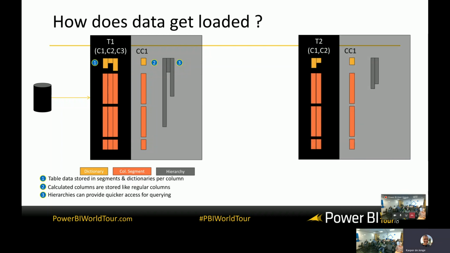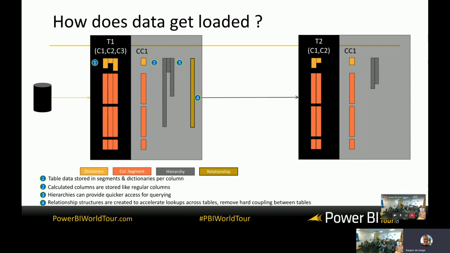So the second thing, we do the same thing when you have table 2. Now, the other big difference between our engine and, for example, the in-memory column store database from SQL Server is that we also store relationships. So when you create a relationship between 2 tables, we actually create a dictionary in the model that says, okay, data from this table you can find for this row here. So we can do quick access.